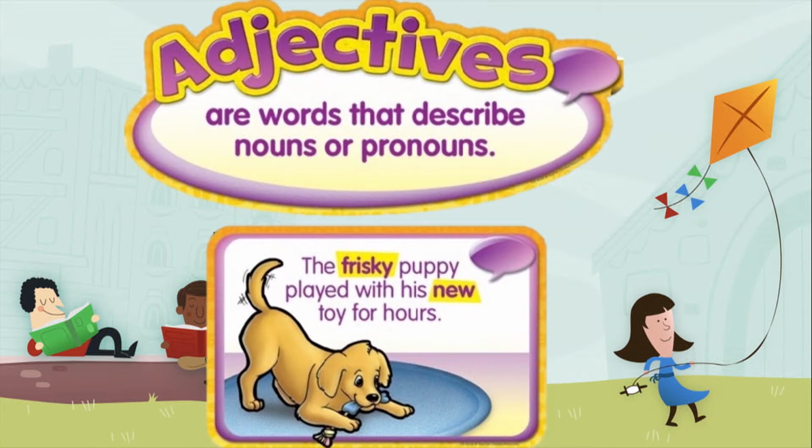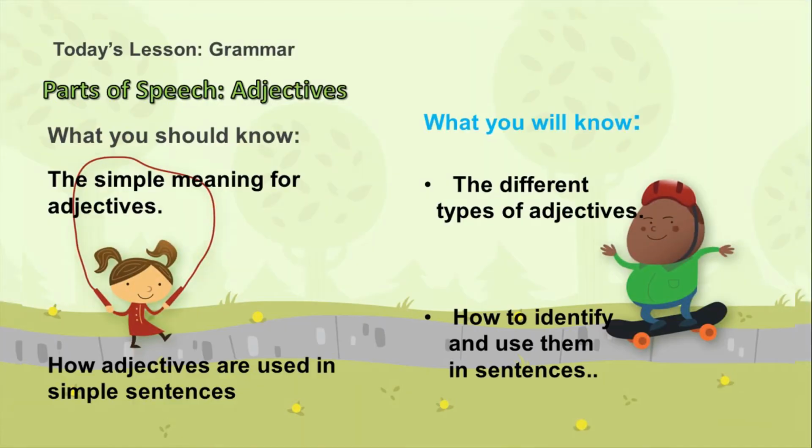And tell me, what do you remember about adjectives? What is an adjective? We had some examples. Can you give me some more examples? So tell me, read that on the screen for me. Yes. Adjectives are words that describe nouns or pronouns. We have an example there even. The frisky puppy played with his new toy for hours. The words frisky and new are describing nouns or pronouns in those sentences.